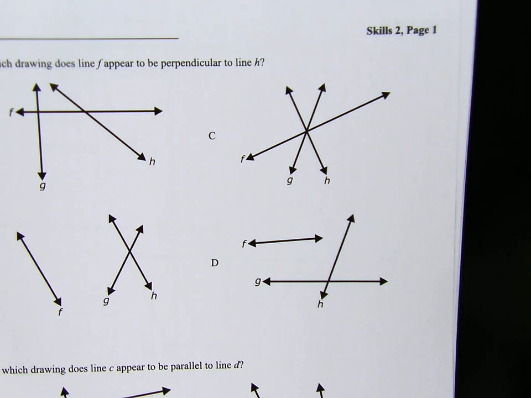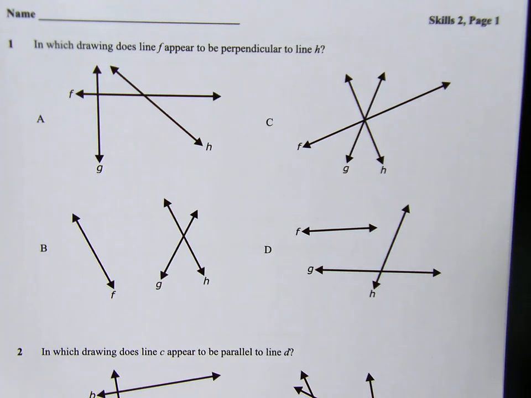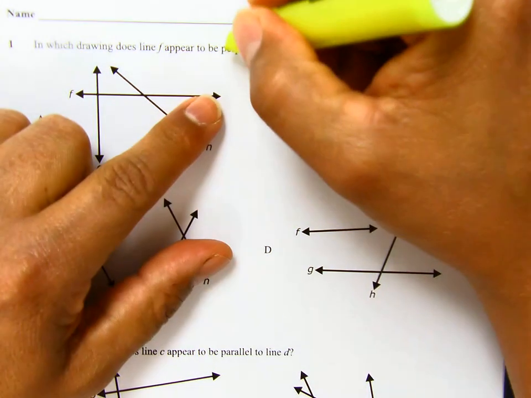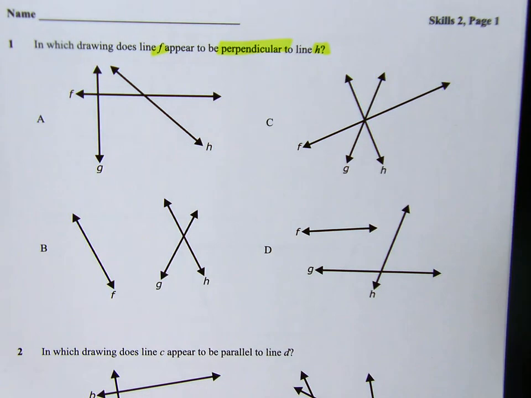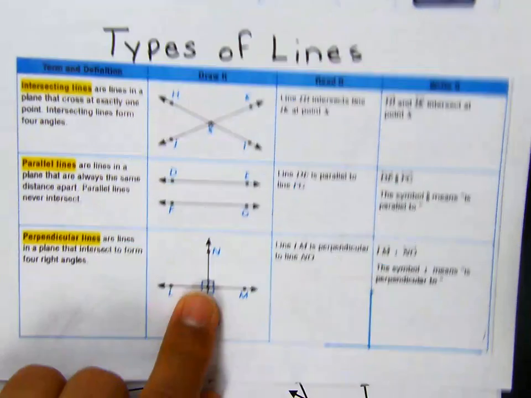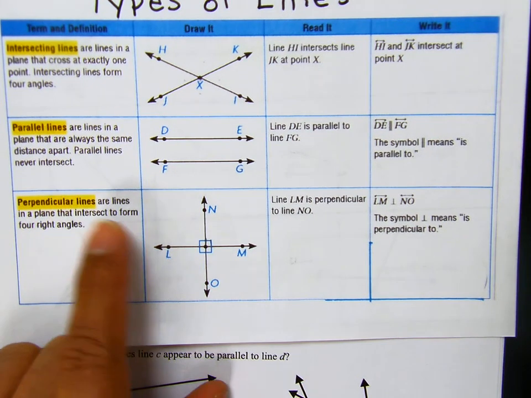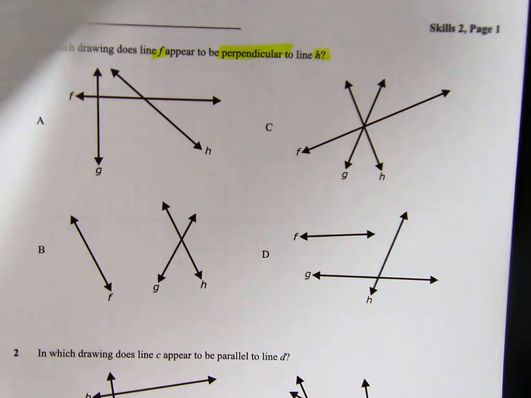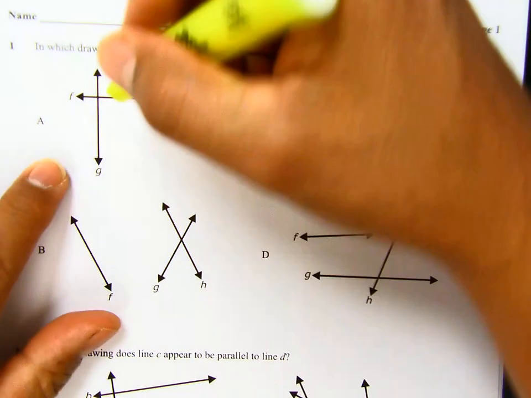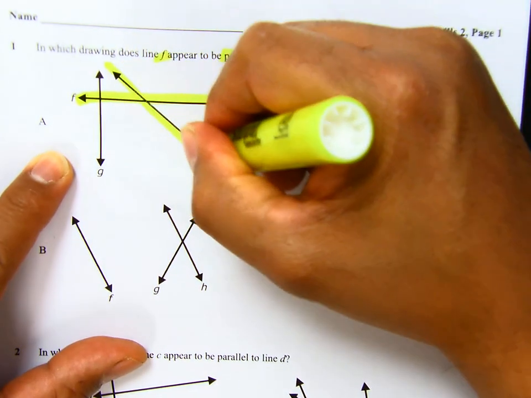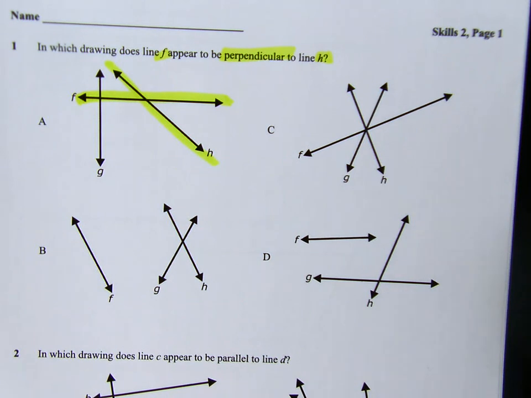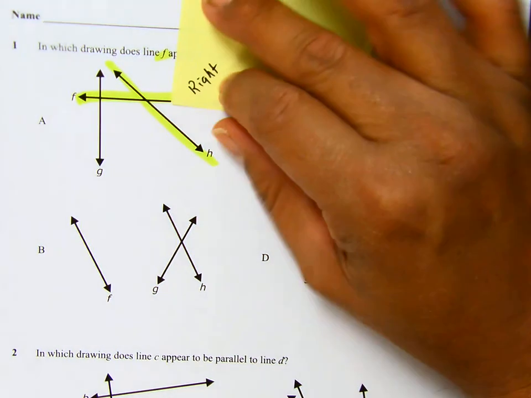All right, Skills 2, page 1 says, in which drawing does line F appear to be perpendicular to line H? So we want perpendicular. Line F and line H. Remember, perpendicular lines form right angles. Perpendicular lines are lines that form right angles. So I'm going to look for, this is line F, and this is line H. Are those perpendicular lines? Remember, they have to form right angles.